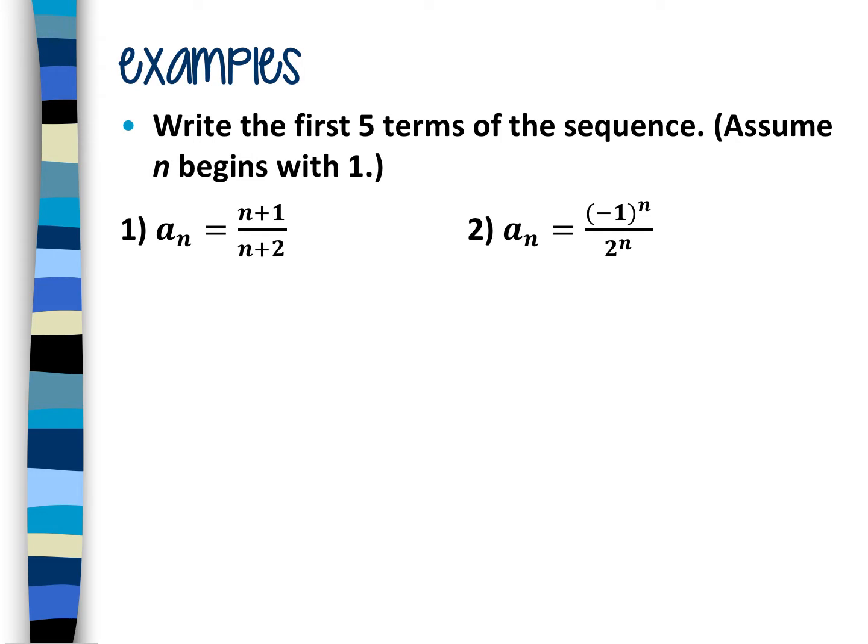Then we talked about finding the specific terms. So this time it was 5 terms. We plugged in 1, then 2, then 3, then 4, then 5. And then we said what would happen if it just asked for like the 10th term. We would just plug in 10.